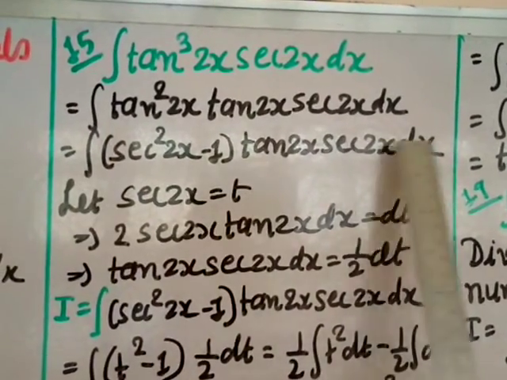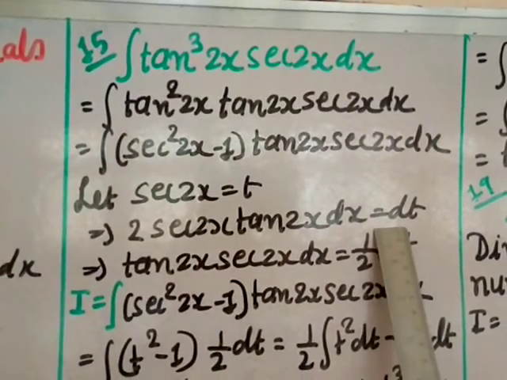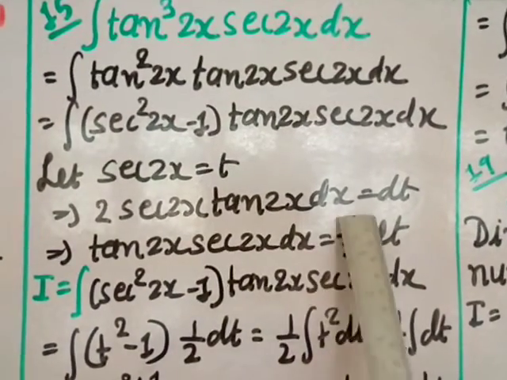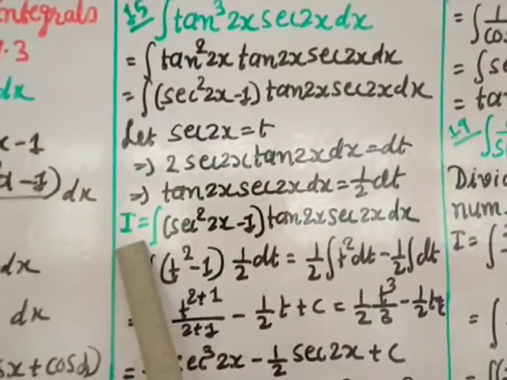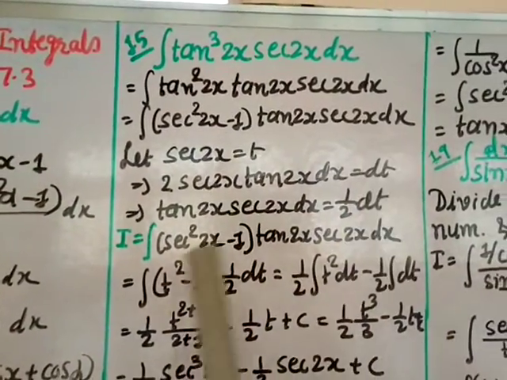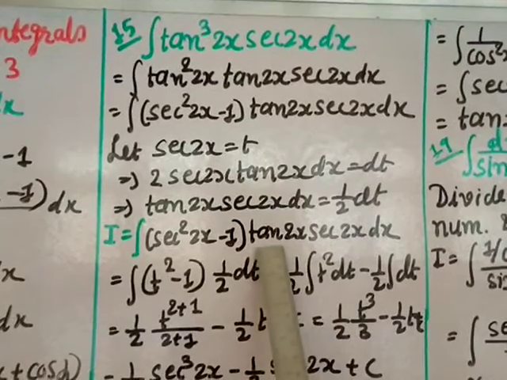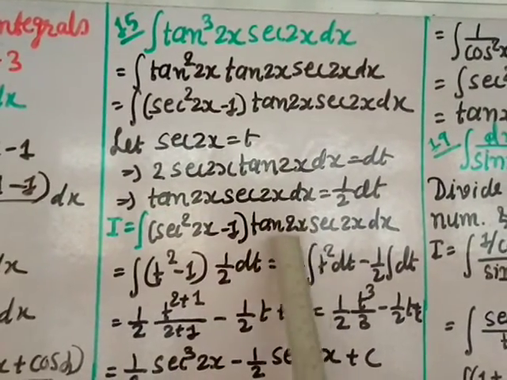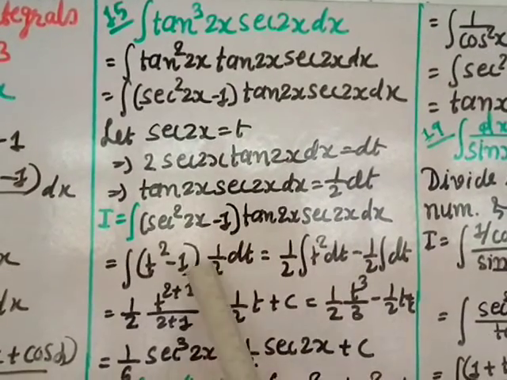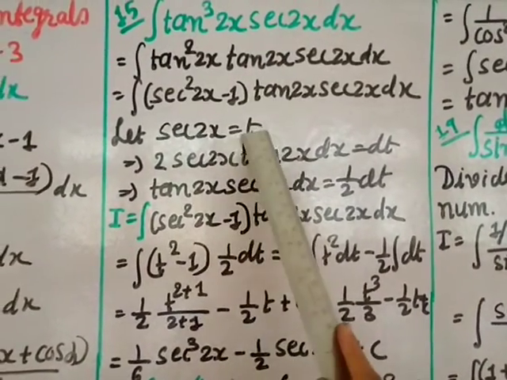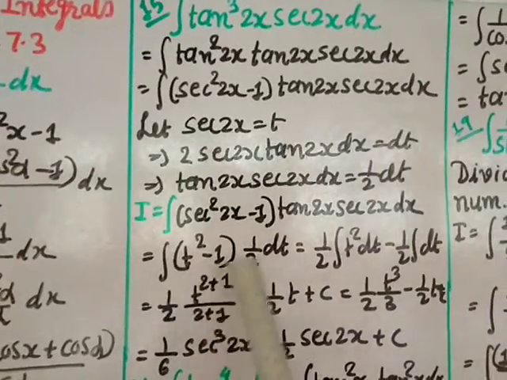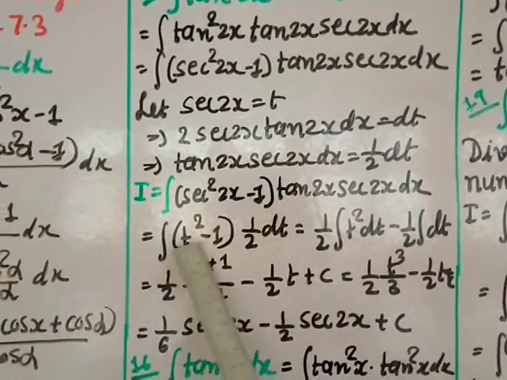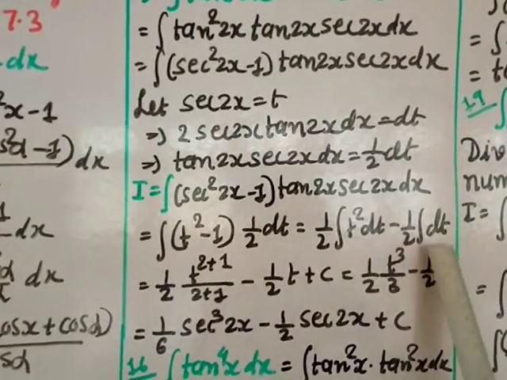Now you don't require the 2 here, so you transfer it, and it will go in the denominator. So tan 2x sec 2x dx equals 1 by 2 dt. So the integral I is equal to, writing this integral once again, (sec square 2x minus 1) tan 2x sec 2x dx. Now tan 2x sec 2x dx equals 1 by 2 dt, and sec 2x you are taking as t, so t square minus 1. Multiply inside and give the integral to both terms: 1 by 2 integral (t square minus 1) dt.